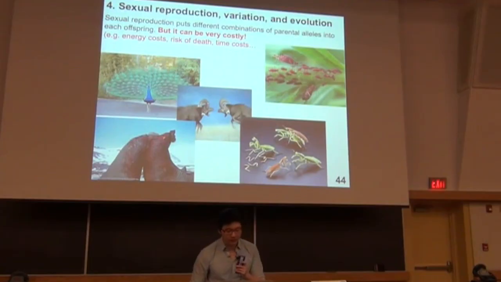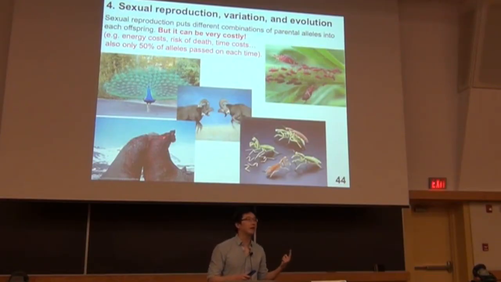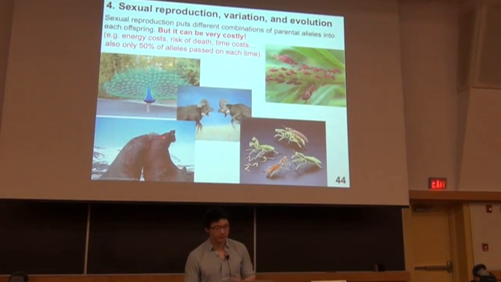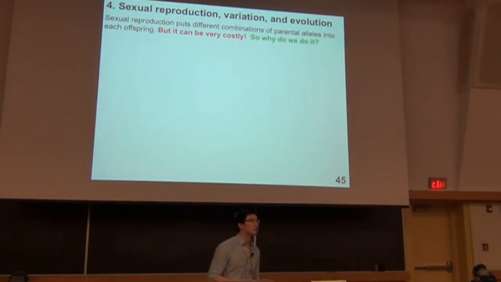And another interesting one you might not have thought of is, when you have sex, only half of your alleles get passed on. So if you have really good alleles, and you only have one kid, half of the time those good alleles may not get passed on. So it does seem like an inefficient way when natural selection seems to be all about passing on your alleles. So why do we do it? Why do we have sex?